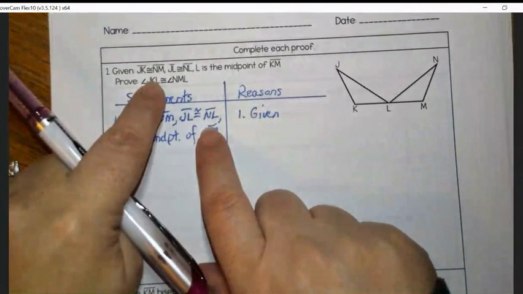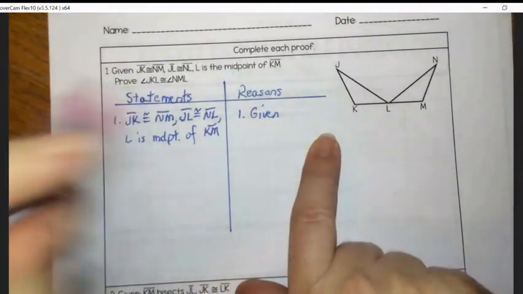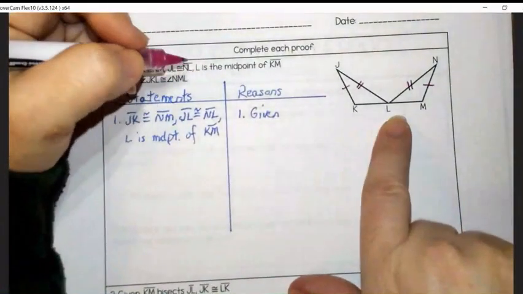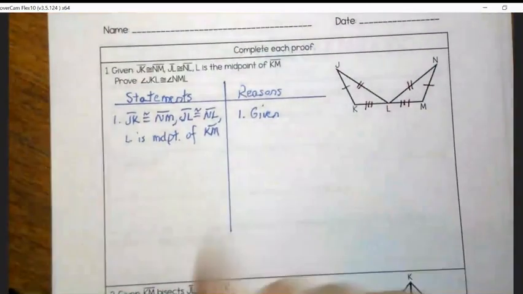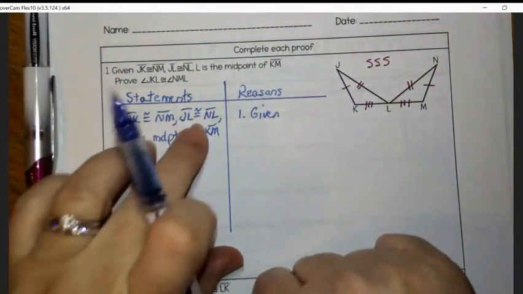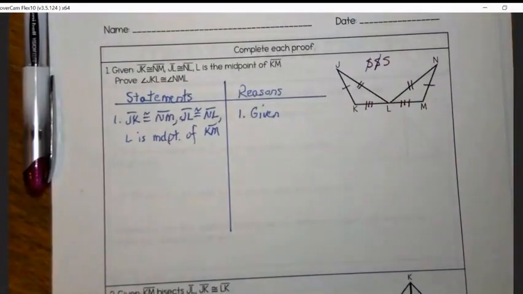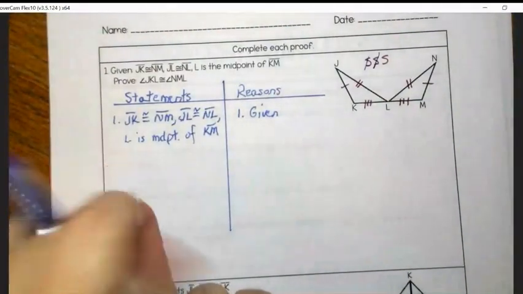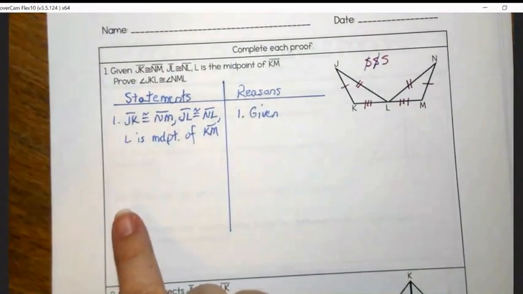Let's start by marking the information in the given, or in the picture. JK is congruent to NM, and JL is congruent to NL, and L is the midpoint of KM. So we don't know anything about the angles. All 3 sides are marked, so we're going to do side, side, side. And then in the given information, we have 2 of the sets of sides already said that they're congruent. So we get to cross off 2 S's. Then the last S we got from L being the midpoint.